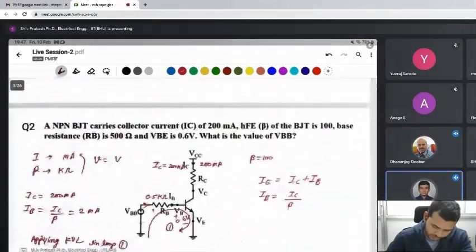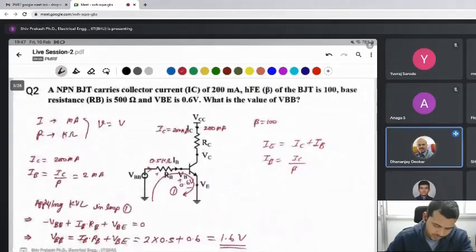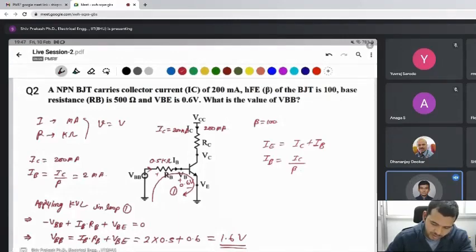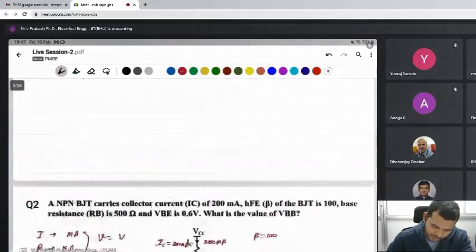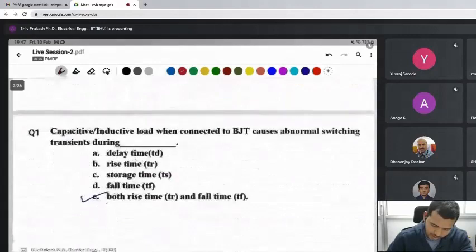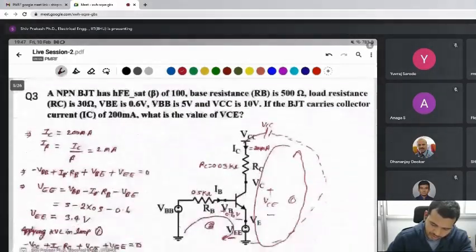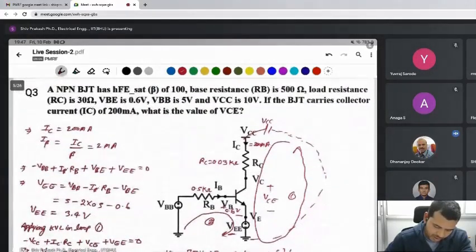Yes, sir. If we refer to question number 2, there is no RC value, and that's why we couldn't find the VC value. This one is also not given. If you check question number 2, there is no RC value. It's the same question. I am confused, sir. What RC have we taken for our discussion now?